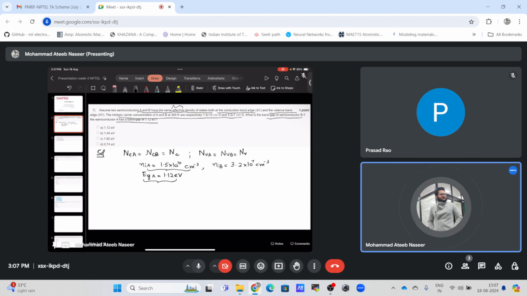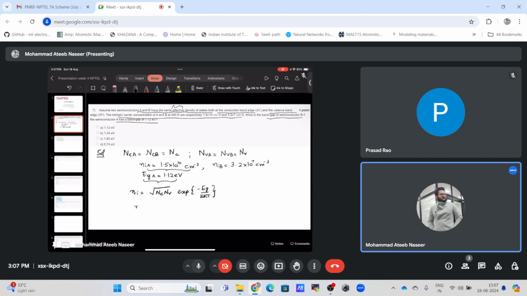Now we know the formula that we derived: Ni square is equal to Nc Nv times exponential of minus Eg by kT. When the professor did that in the lectures, we are going to use the same formula. We are saying that Ni is simply the square root of Nc Nv times exponential of minus Eg by 2kT.